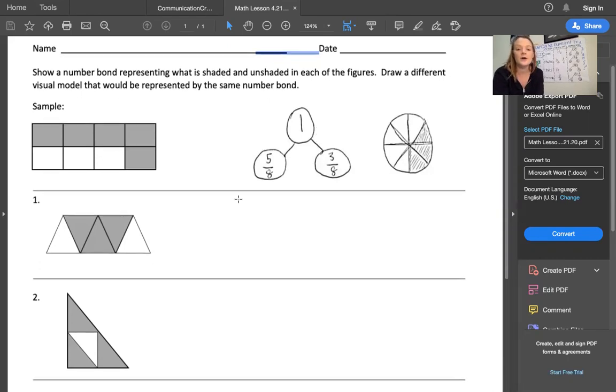So on number 1, you'll draw a number bond, your 2 parts. You'll label your first part of this, which is the shaded fraction. So I see this is out of 1, 2, 3, 4, 5, so 3/5, and then unshaded, 2/5. And we know that 3/5 plus 2/5 equals 1 whole, or 5/5.